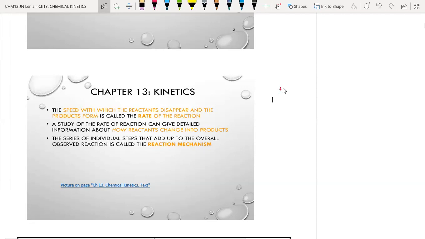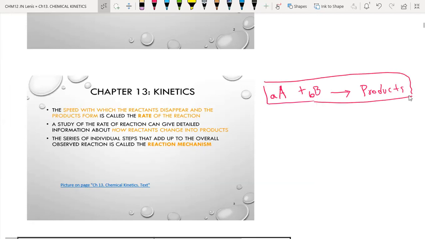This time, notice that we have a reactive A plus B making products. And this is going to be our generic reaction we are going to use many times during this chapter.